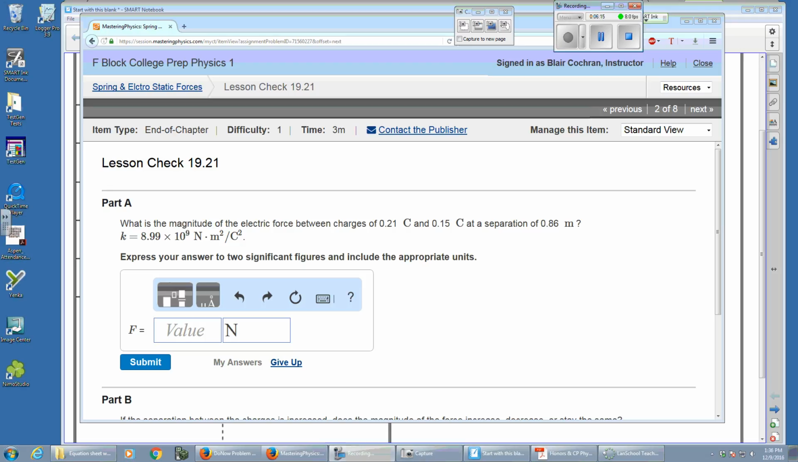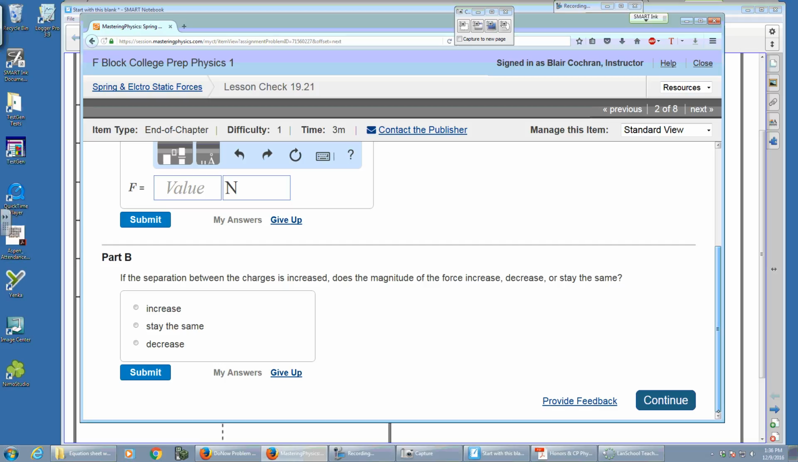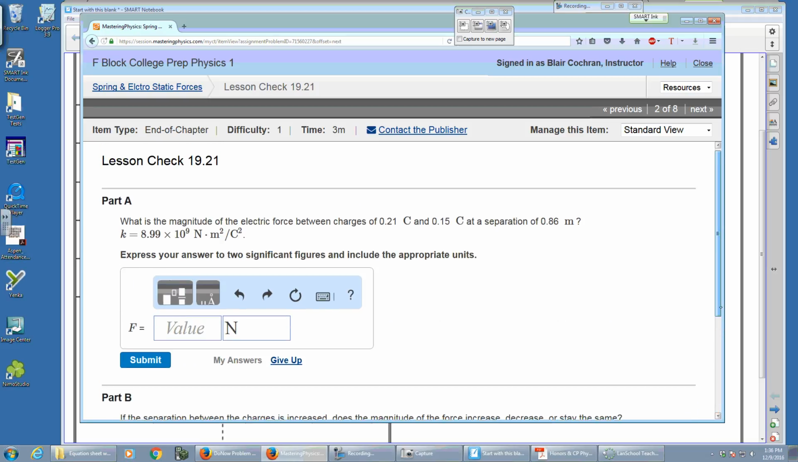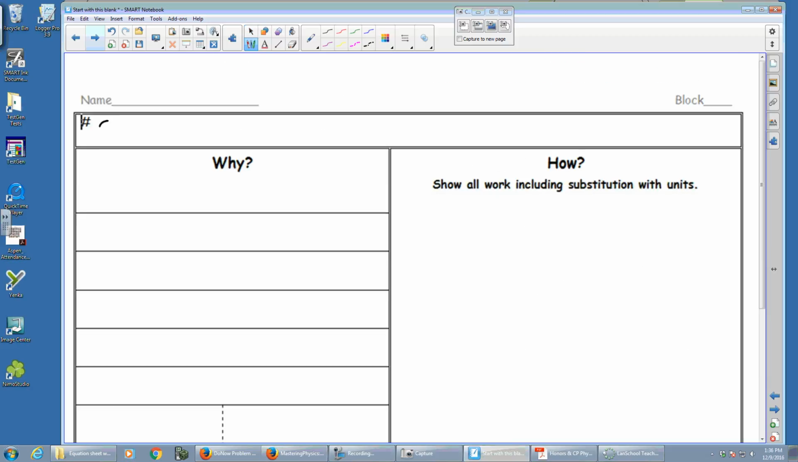What is the magnitude of electric force between these two charges if they're separated by this much? Okay. And all right, and then I'll let you do the second part. So, number 2.